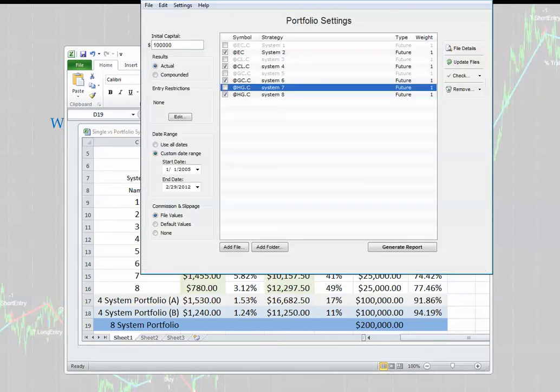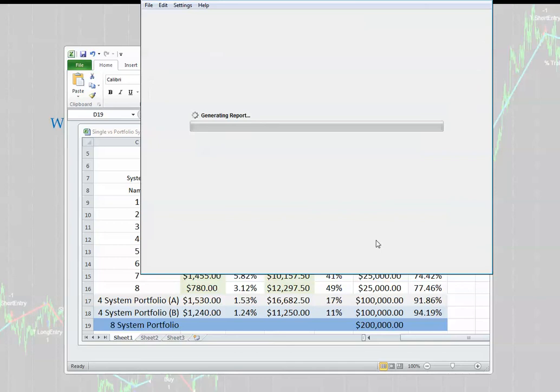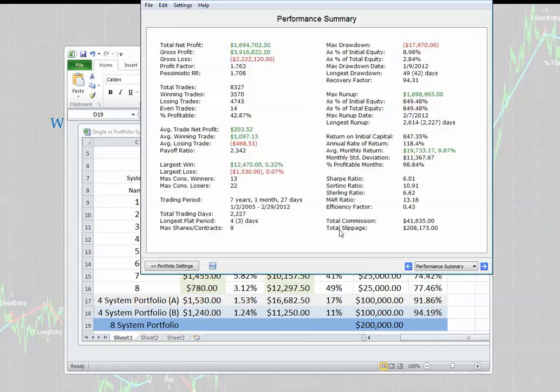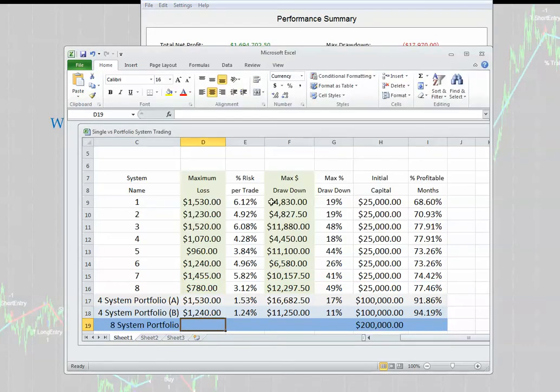Now let's put all of the systems together as a whole. So we now have 8 systems. We're going to allocate $200,000 here. And don't worry about the dollar amount. If you trade Forex, you could divide this by 10 and get similar results as far as percentage return by trading mini lots. They don't let you do that in futures. All right, so let's add this data.